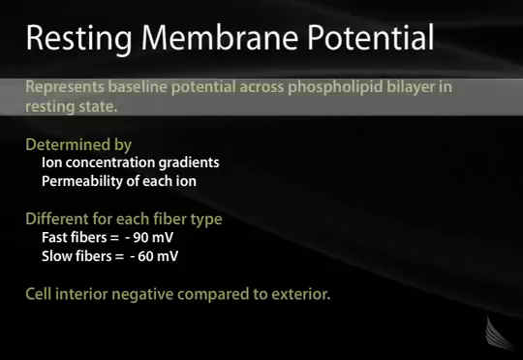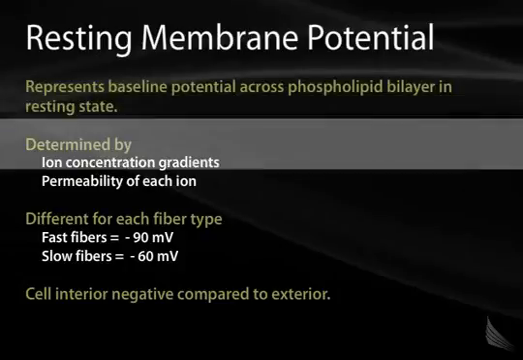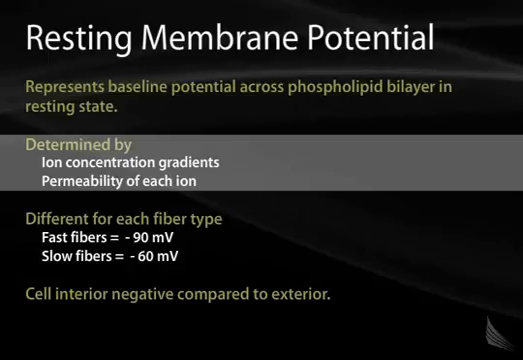Resting membrane potential is the baseline voltage difference, or potential, across the phospholipid bilayer in the resting state. It's determined by the concentration of ions and the difference between those concentrations on the inside and the outside of the cell, as well as the permeability of the phospholipid bilayer for each ion.